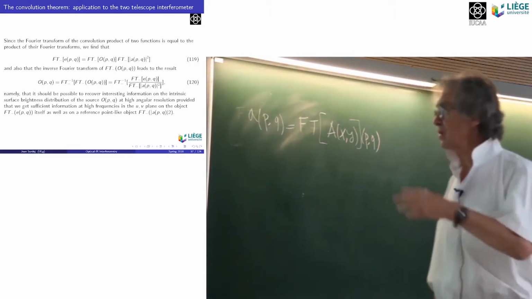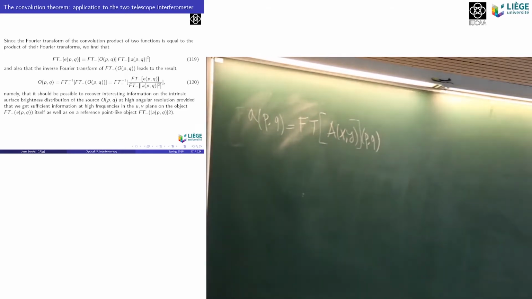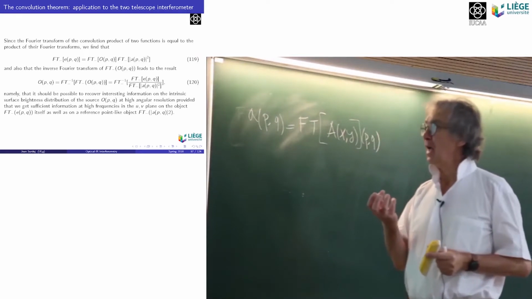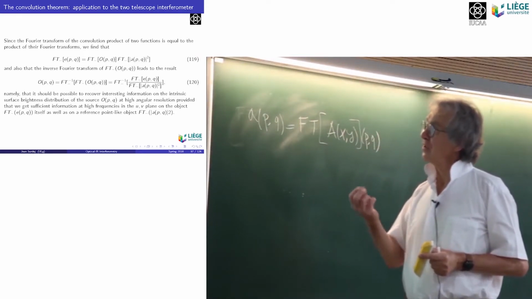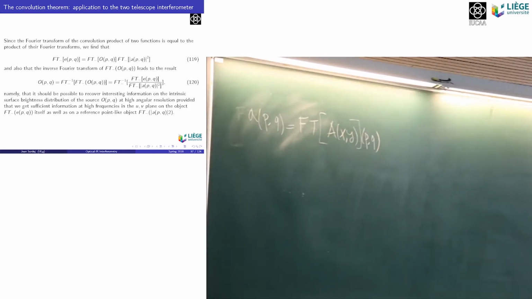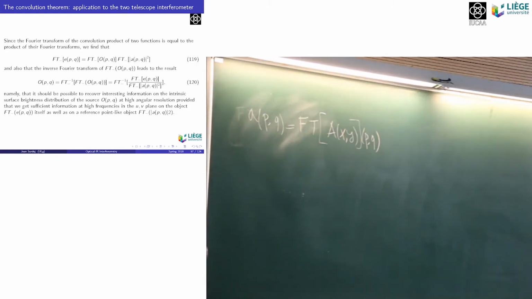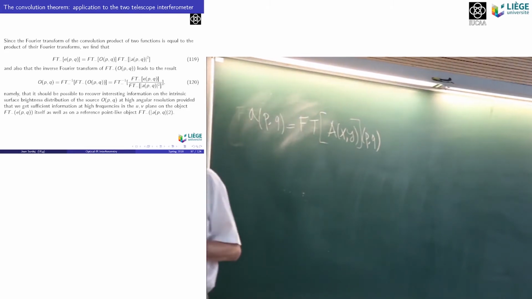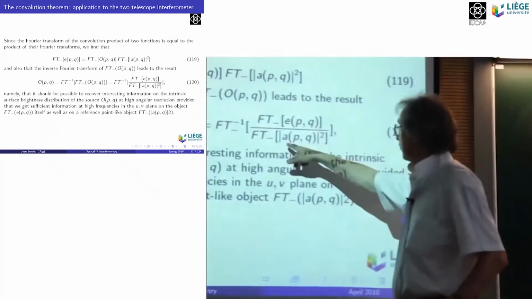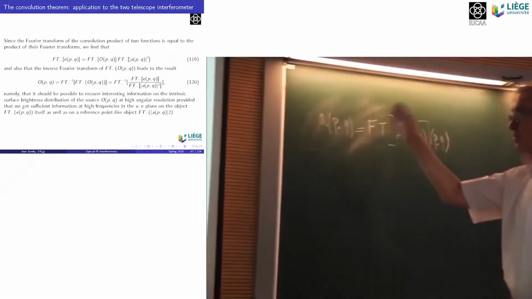This was one thing. Then one of the last things we did was to establish this relation, showing that we could retrieve the absolute distribution intensity of the source as if you would dispose of an extremely large telescope, provided that we make the Fourier transform of the distribution of energy in the focal plane, and that we divide it by the Fourier transform of the same distribution but for a point-like object. And then we take the inverse Fourier transform.